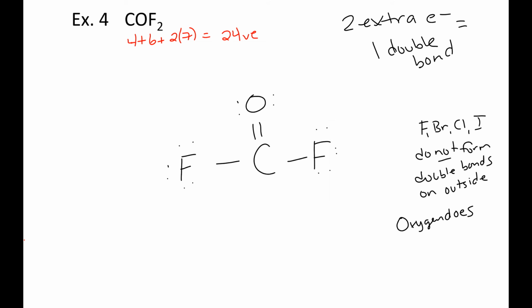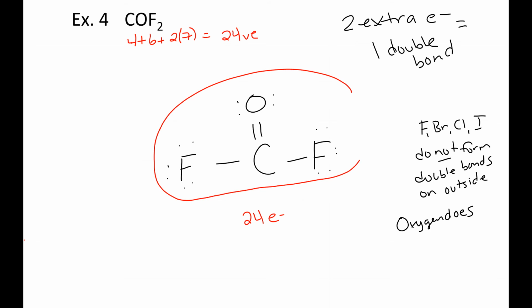So now let's count our electrons. We're going to start with the oxygen. We got 2, 4, 6, 8. That double bond, remember, is 4. So 6, 8, 10, 12, 14, 16, 18, 20, 22, 24. So now we have 24 electrons. So we are fine. So this is the structure of the COF2.